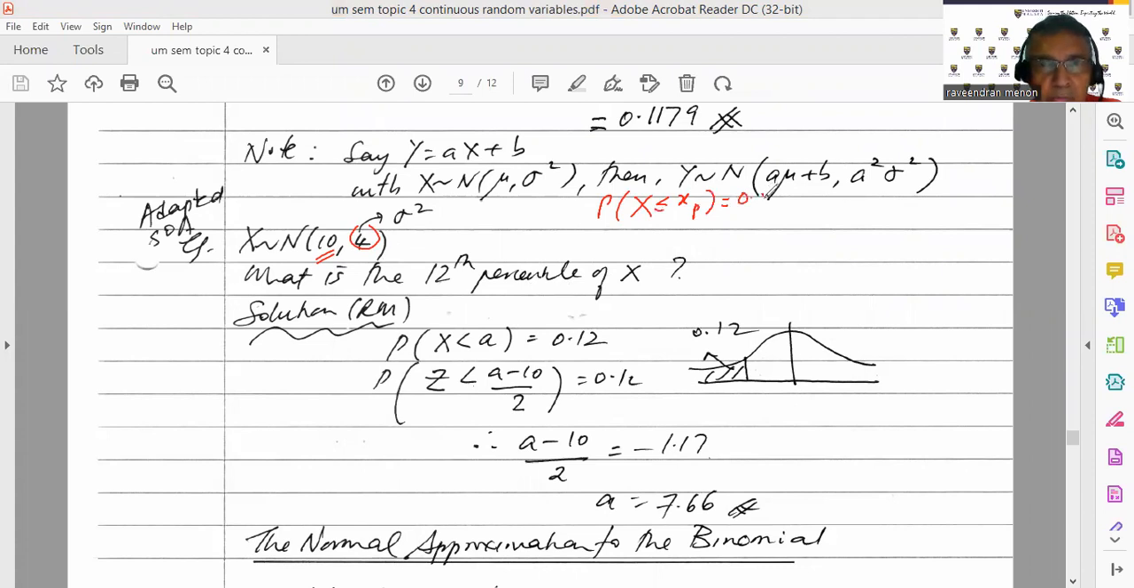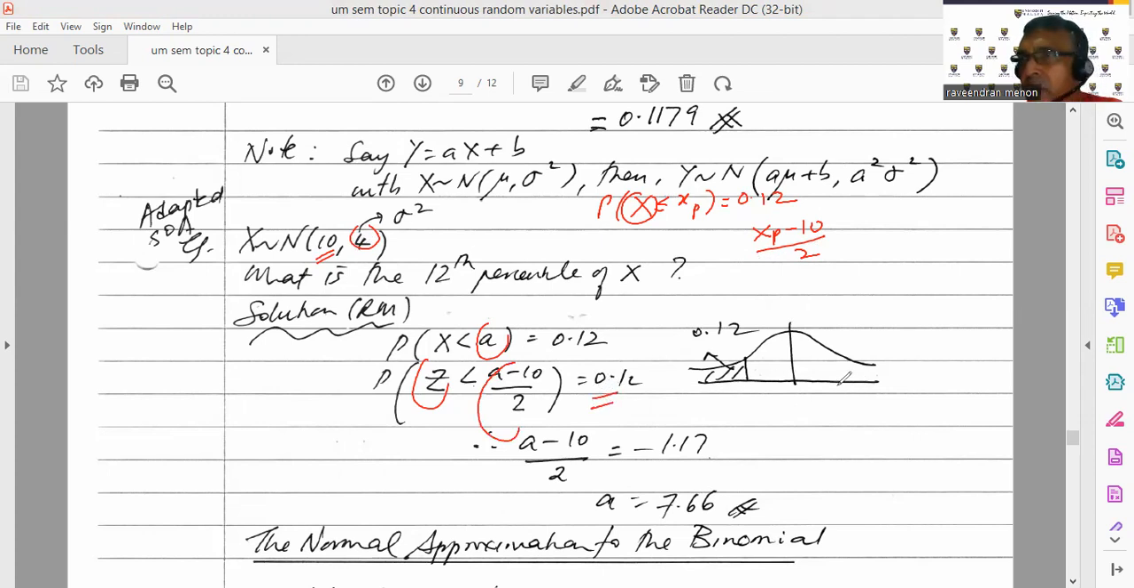0.12 percentile, 0.12. Okay. So as usual, change x to z. I've used xp here, right? So you can write xp minus the mean, 10, over sigma. Sigma squared is 4, so sigma will be 2. That's what you see here, and that equals 0.12.